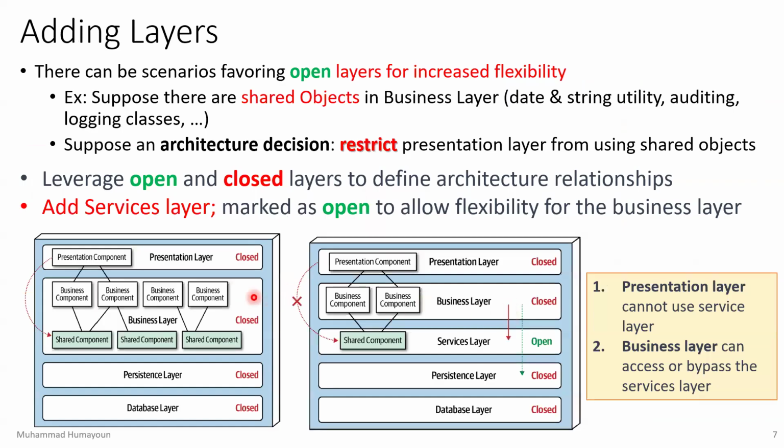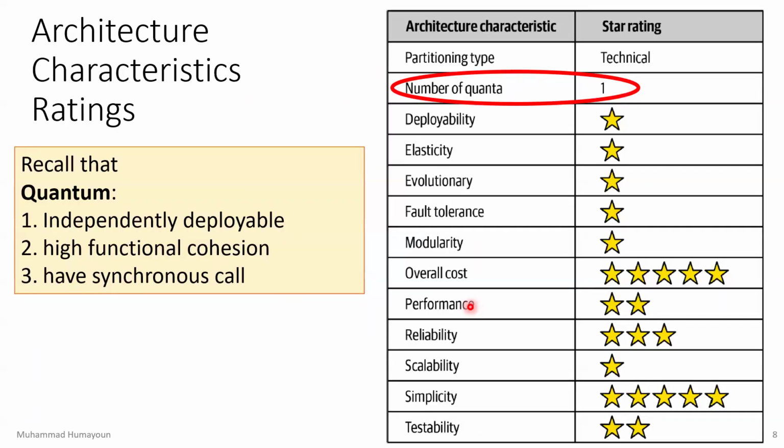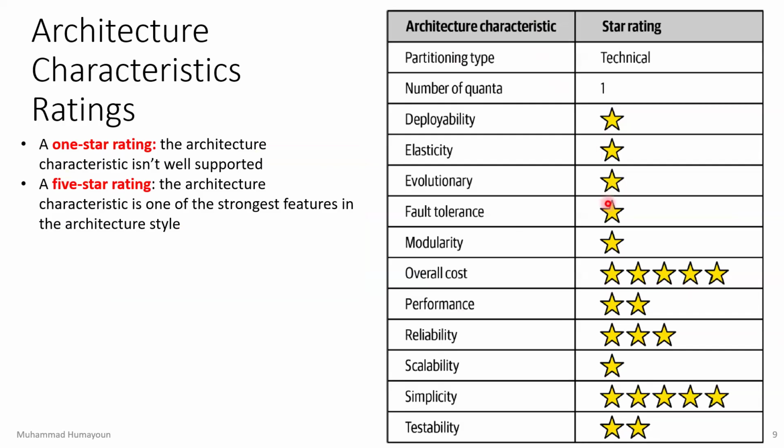You see here, we talked about accessing these layers. All these calls between them are synchronous. This is what the number of quanta means. Okay. So here we are giving them 1 star to 5 stars and ratings in between. So 1 star means this characteristic is not fully supported, and 5 stars means this characteristic is very much supported. Okay. So let's see what we have.